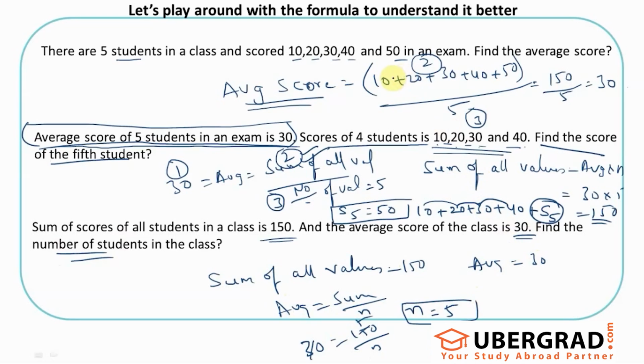So I've used the same scenario, rather the same data, but I've given it in a different format in all these 3 cases to show how the same formula, average equals sum by number of values, can be used depending on what piece of information is given and what we need to find out.